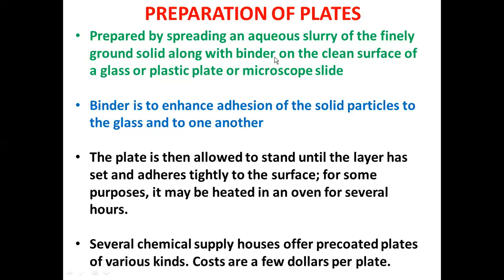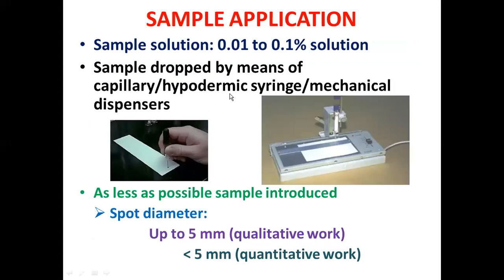So apart from these conventional plates that we can prepare in our laboratory, some commercial plates are also available, which offer pre-coated plates of various kinds, depending upon the dimension and the stationary phase particle we require, whether we need a polar stationary phase or non-polar stationary phase, or ion exchange resin, or polymeric beads, or gels. So depending upon the requirement, we can buy TLC plates containing stationary phases from the market.